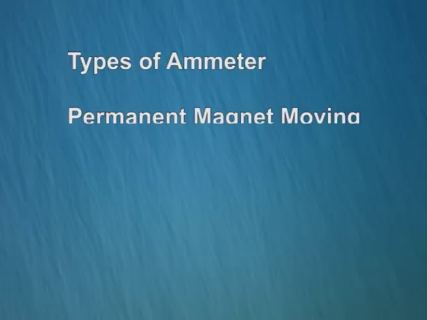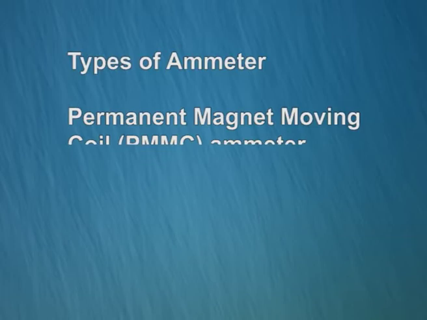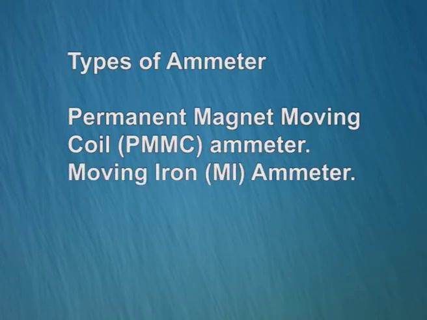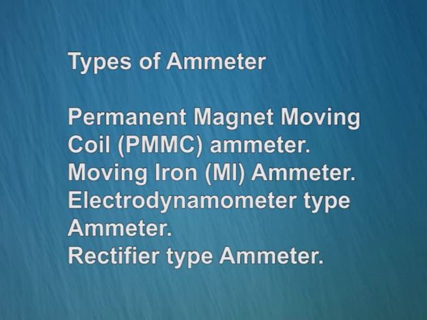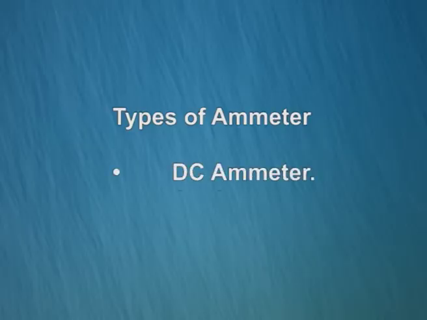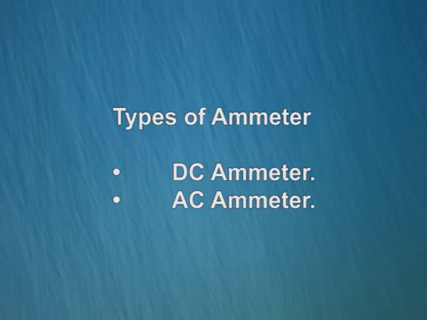Depending on the constructing principle, there are many types of ammeter. They are mainly permanent magnet moving coil ammeter (PMMC), moving iron ammeter, electrodynamometer type ammeter, and rectifier type ammeter. Depending on the type of measurement, they can be DC ammeter and AC ammeter.